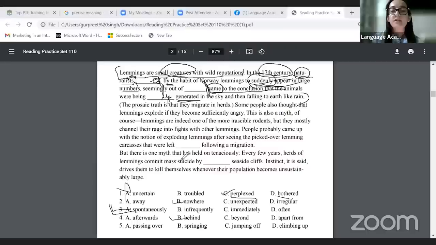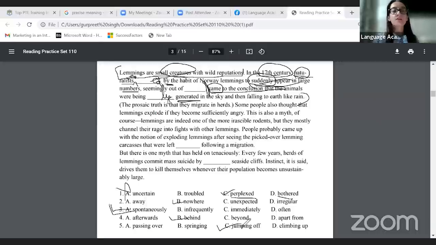But there is one myth that has held on tenaciously. Every few years, herds of lemmings commit mass suicide by dash sea cliffs. So to do the suicide, we have to jump from the edge of a mountain. So cliff means the edge of something. We cannot climb up to suicide, pass over a spring, jump off from the cliffs. Right, so these are the answers.